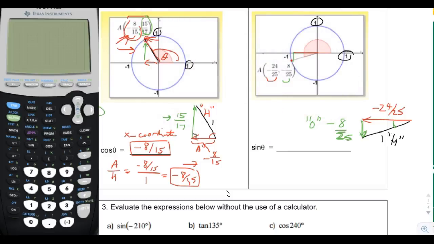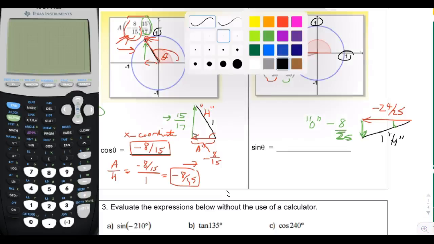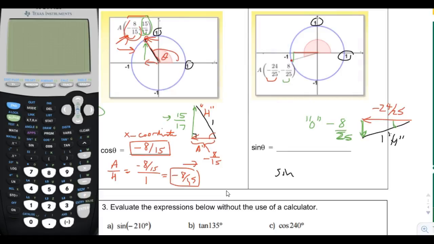So if we were finding the sine of this angle, we want the opposite over the hypotenuse, which is going to be negative 8/25 divided by 1. So we're going to put the sine as negative 8/25, because dividing by 1 doesn't do anything, right?